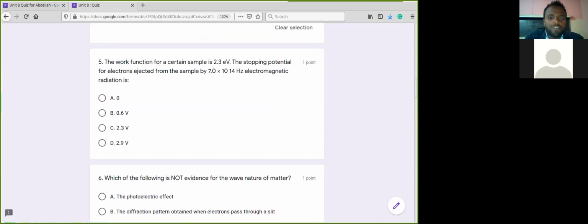The work function for a certain sample is 2.3 electron volt. Prepare your notebook and pen for this problem. The work function is 2.3 electron volt. The stopping potential for electrons ejected from the sample by 7.0 times 10 to the power of 14 hertz electromagnetic radiation is A, 0, B, 0.6 volt, C, 2.3 volt, D, 2.9 volt.